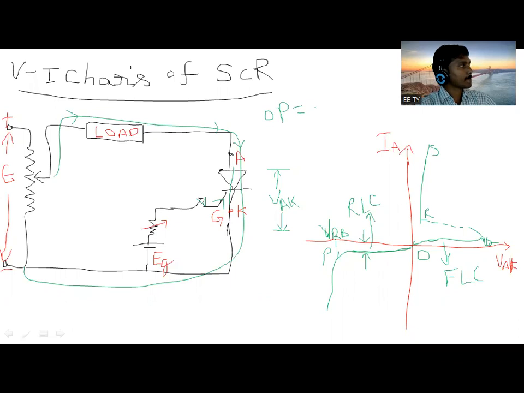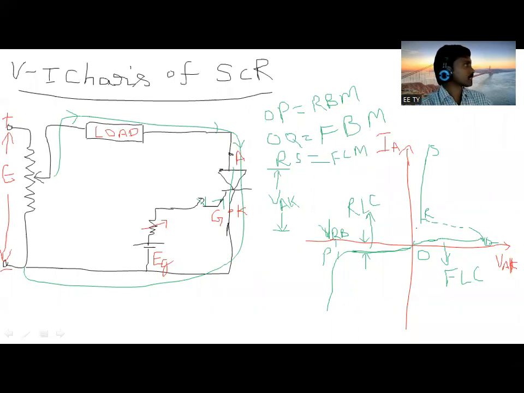Which mode is it? Is it RBM? RBM, reverse blocking mode. Portion OP is the reverse blocking mode. Are you getting? Next, from O to Q, this is the Q. What is Q? Forward blocking mode. Next, R to S, RS, is forward conducting mode.